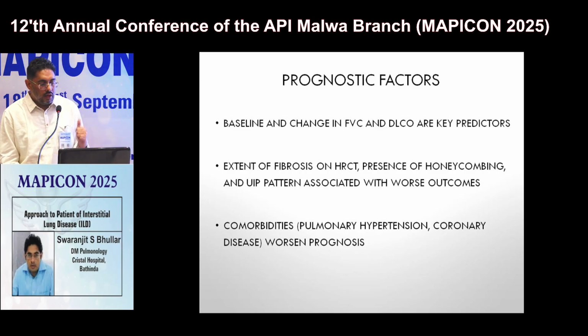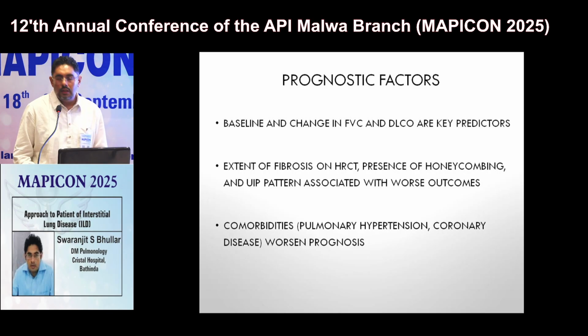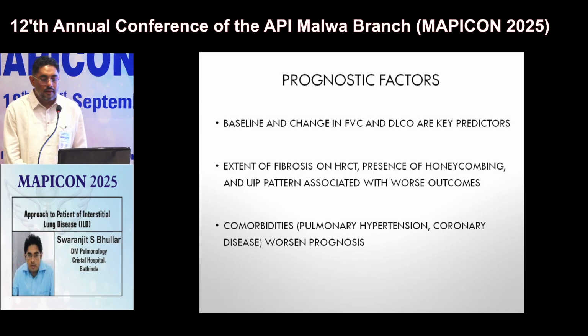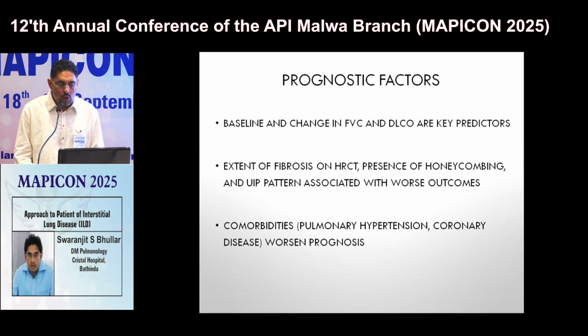Coming to the prognostic factors, baseline values and change in FVC and DLCO are very key predictors. Extent of fibrosis, especially the presence of honeycombing, indicates worse outcomes, and so do comorbidities. Presence of pulmonary hypertension is a bad sign. Presence of coronary disease also worsens the prognosis.